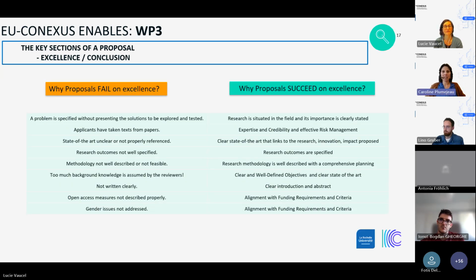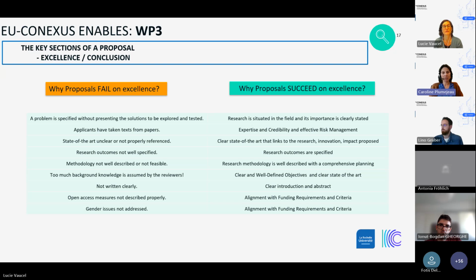So to summarize this part, let's focus on only the positive points of a good proposal. You have the why a proposal fails on excellence, but let's focus on why proposals succeed on excellence. Research is situated in the field and its importance is clearly stated. Expertise, credibility and effective risk management. A clear state of the art that links to the research, innovation, impact proposed.